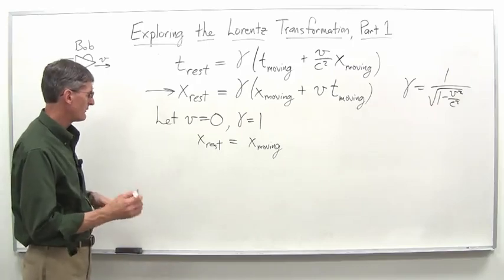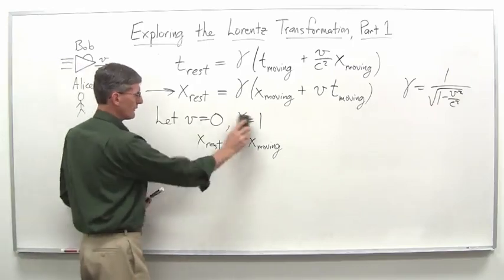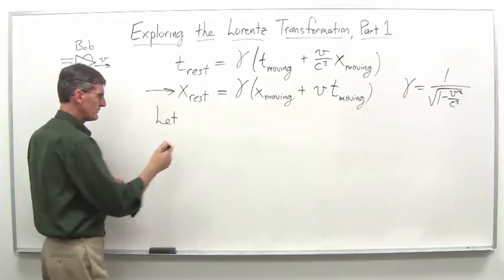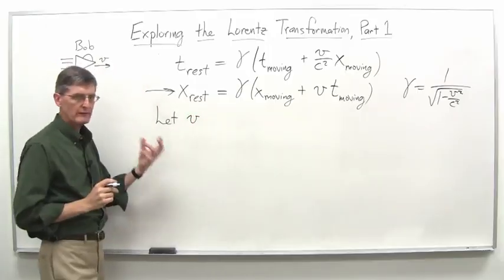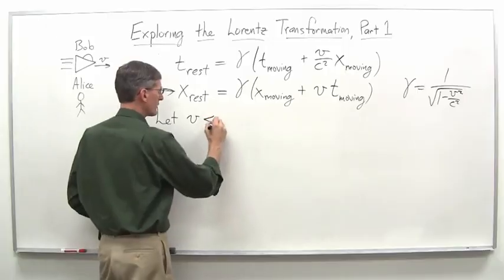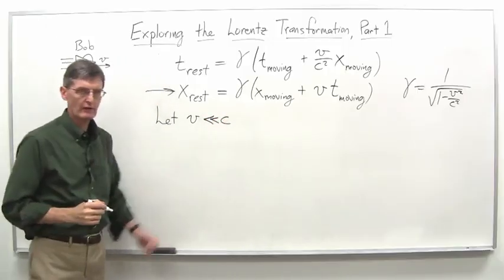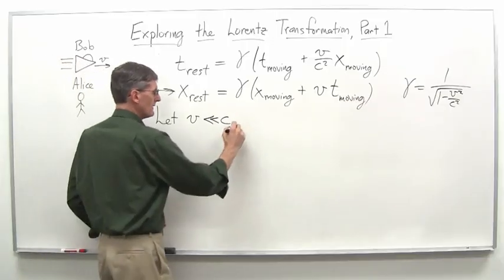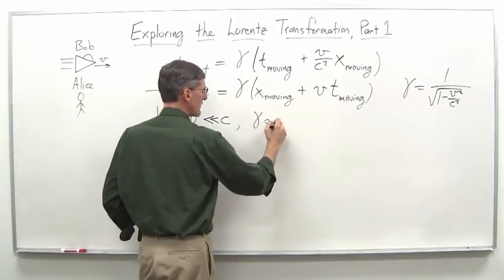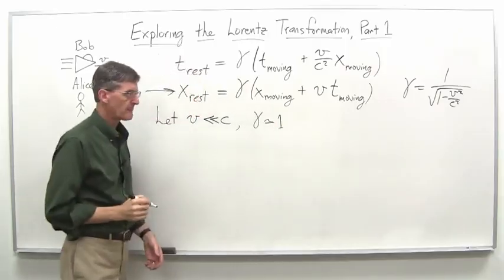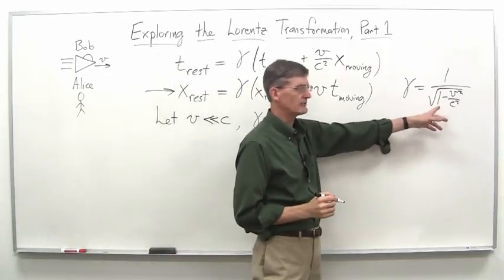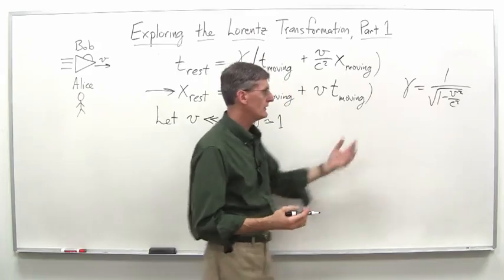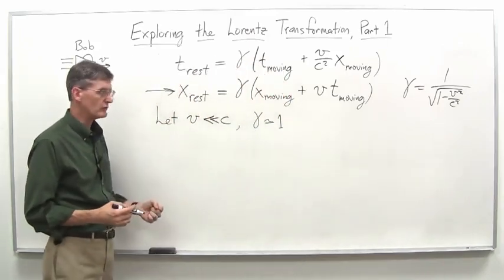So that was our first test case, and that made sense. Now let's not let v be equal to 0, but let's make it really small compared to the speed of light, an everyday type of velocity. If v is much less than c, then gamma is approximately equal to 1. This is essentially 1 minus something pretty close to 0, and 1 divided by the square root of something pretty close to 1 is going to equal 1. So gamma is approximately equal to 1.